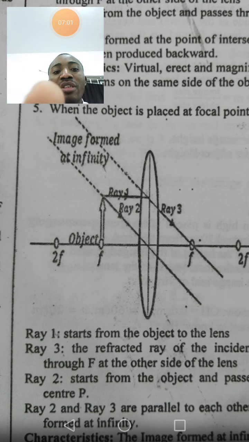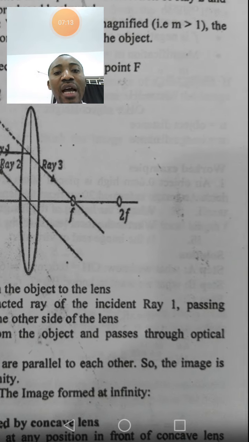When the object is placed at f, where will the image be? So the image will be formed at infinity. That is, you will not see the image on the screen. It is formed at a position that we cannot say precisely. So that is when you place the object at f.